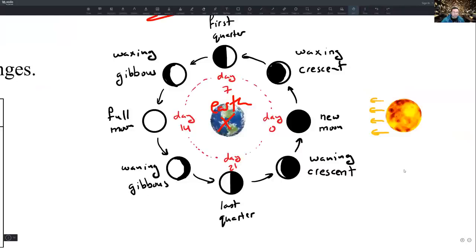a bit different. When the moon is right here, between the Earth and the sun, the sunlight that comes and hits the moon does not reflect towards us. So we don't see anything. We see the dark side of the moon. We call this a new moon. This is the beginning of the month. Okay? So this is a new moon.